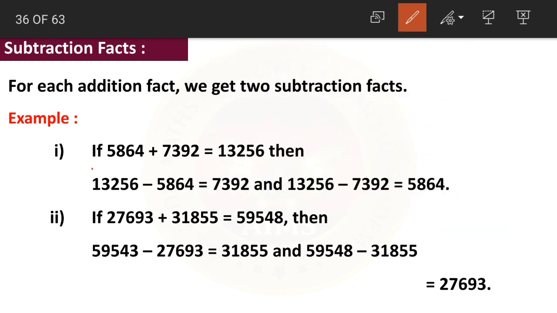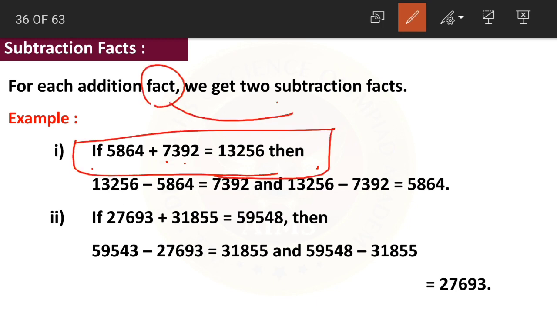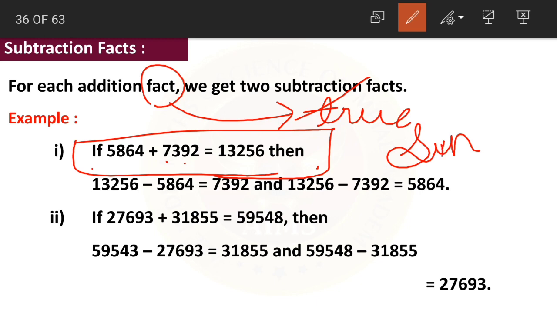Now what is this? This is addition. What are they saying for this addition? Fact. What is a fact, children? Fact means something that is true, which cannot be proven false. It is true compulsory. Like sun rises in the east. Yes, sun always rises in the east, right? So it is a fact. And sun sets in the west. Again, it is always true.